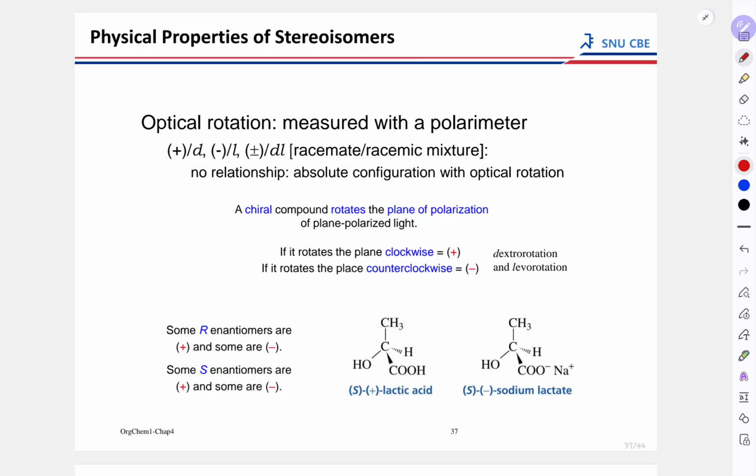A chiral compound rotates plane-polarized light. If it rotates the plane clockwise, you put a plus sign. If it rotates counterclockwise, you put a minus sign. D stands for dextrorotatory, and L here is levorotatory. So plus, minus, D, L, that's the notation you can follow. But again, there's no relationship between absolute configuration and plus or minus.